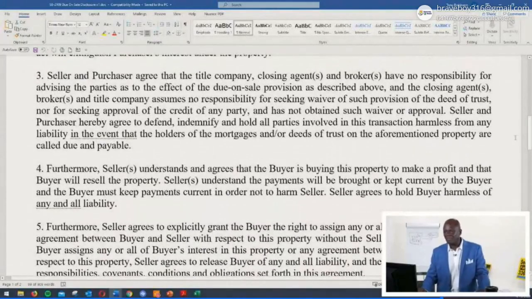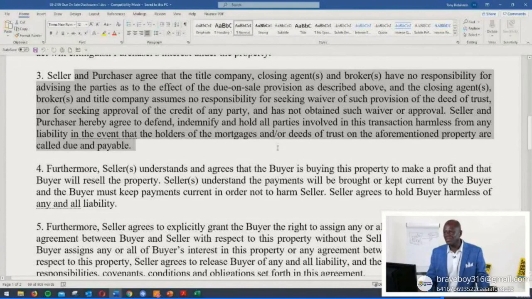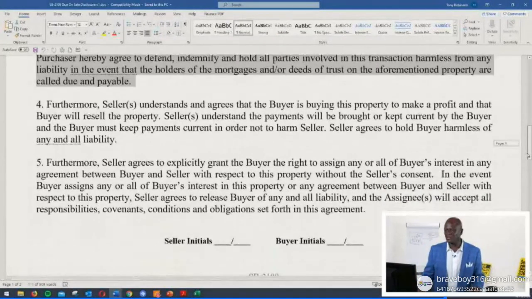It says that the parties have no responsibility to advise the title company, which assumes no responsibility for seeking a waiver of the provision of the deed of trust. It has not obtained the waiver, and seller and purchaser agree to indemnify and hold harmless the title company, because you know you're doing a subject-to mortgage, guys. So you're just disclosing that.